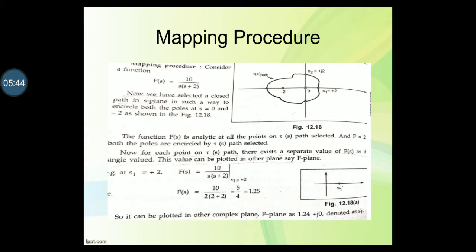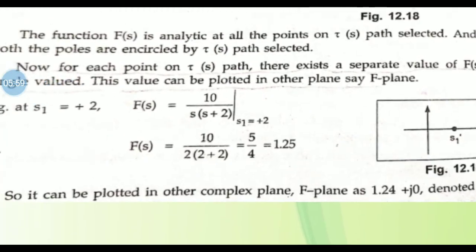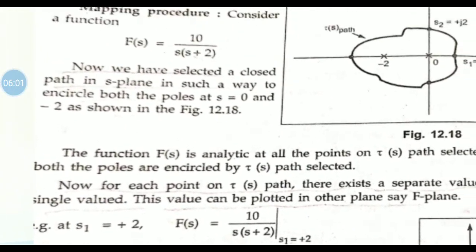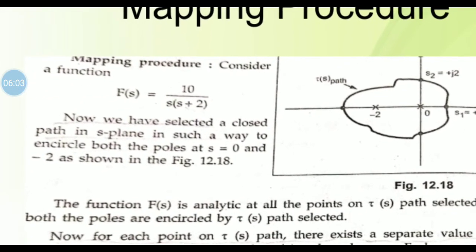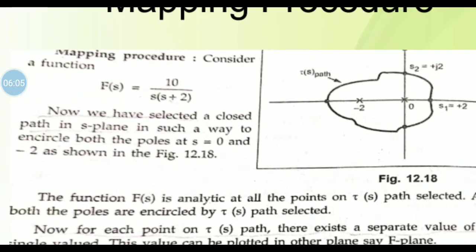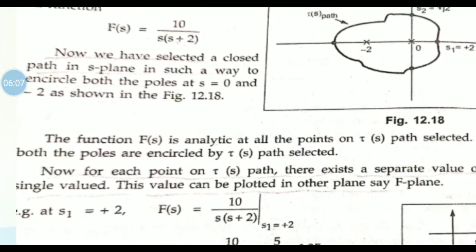Then according to the mapping theorem, the closed path Γs in the s plane can be mapped into another plane, say the F plane, to get a closed path, say Γs dash. So we'll see the mapping procedure with this particular example. We'll consider a function f(s) equal to 10 divided by s into bracket s plus 2.